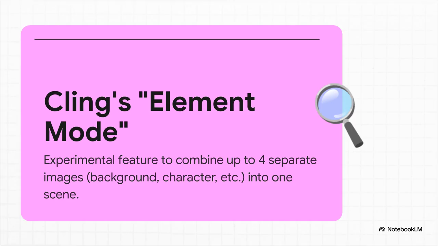It's called element mode. It basically lets you composite a scene by feeding it separate images, like a background, a character, a prop, maybe some special effects, and it tries to animate all those layers together into one cohesive scene. It's not perfect yet, but as a tool for just messing around and testing creative ideas, it's fascinating.